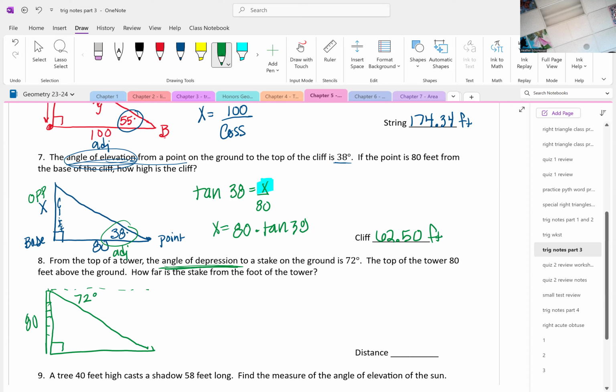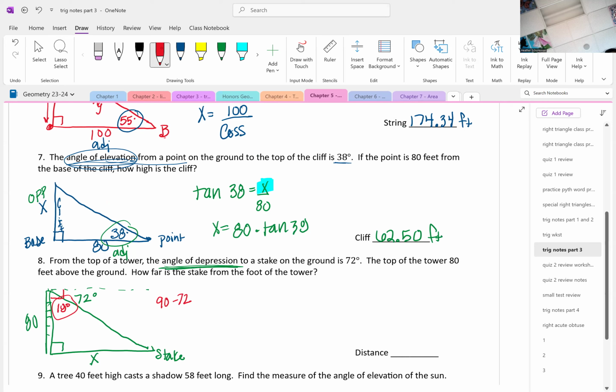How far is the stake from the foot of the tower? Okay, so the stake has got to be in the ground over here. So we want to know how far the stake is, which is here, to the foot of the tower, to the bottom. So that's here. Now this is all fine, except we can't solve using 72. We need to know an angle inside of the triangle. So to get that angle, we'll do 90 minus 72, which gives us 18 degrees. And that's what we're going to use for our problem.